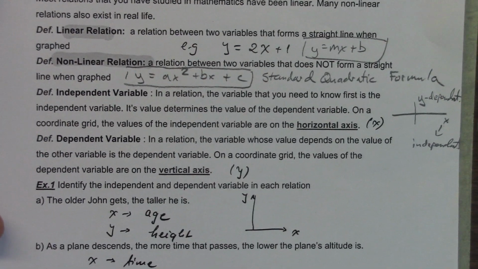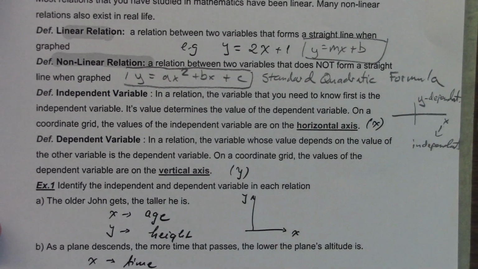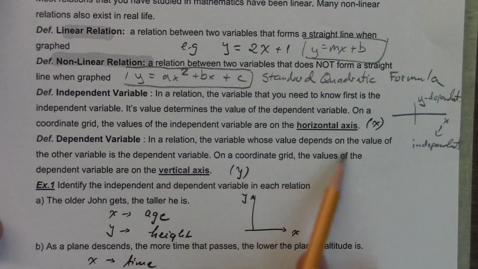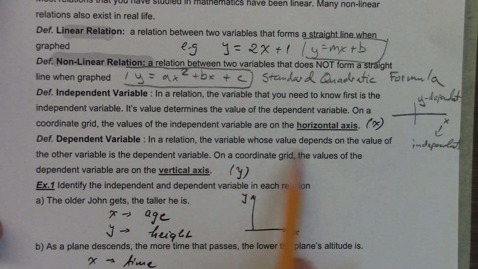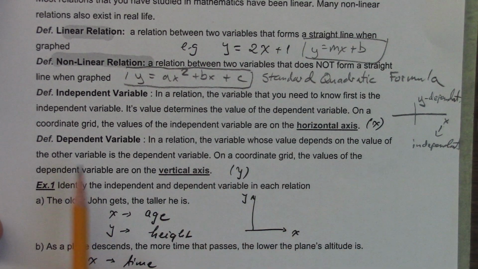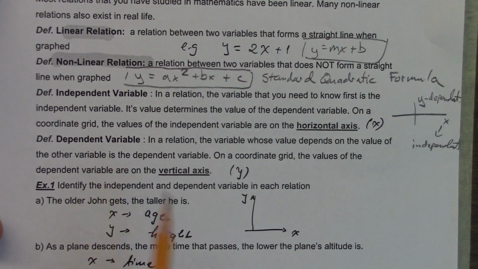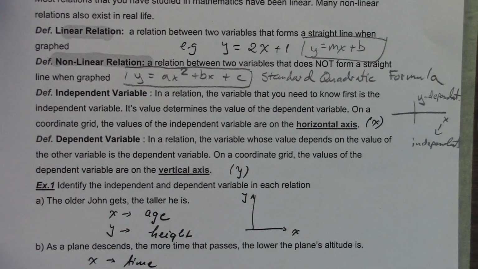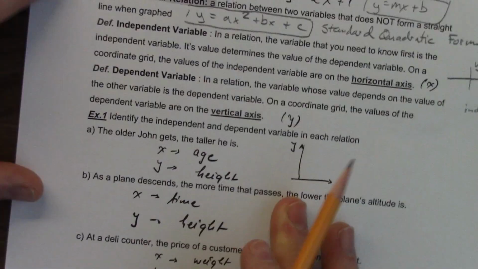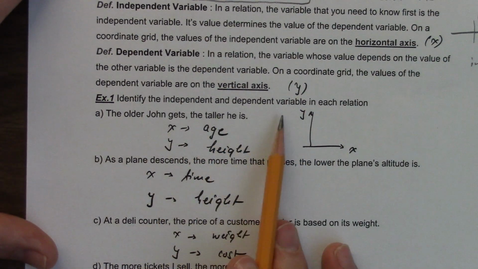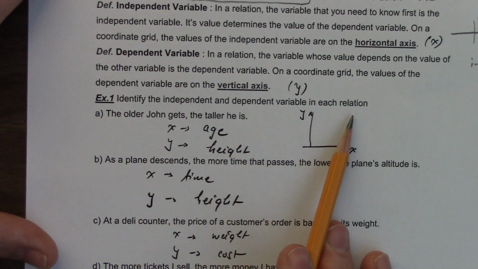Okay? Over here. The dependent variable in a relation is the variable whose value depends on the value of the other variable. Sorry. The variable whose value depends on the value of the other variable is the dependent variable. Okay, so on a coordinate grid, the values of the dependent variable are on the vertical axis, y. All right? So identify the independent and dependent variable in each relation.